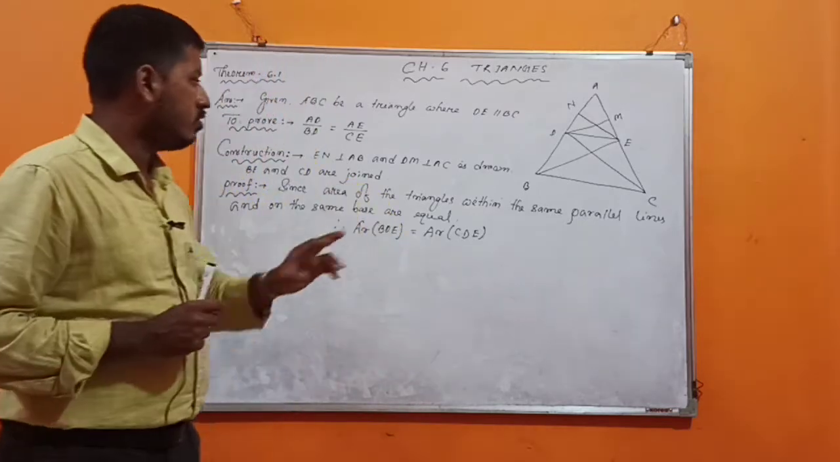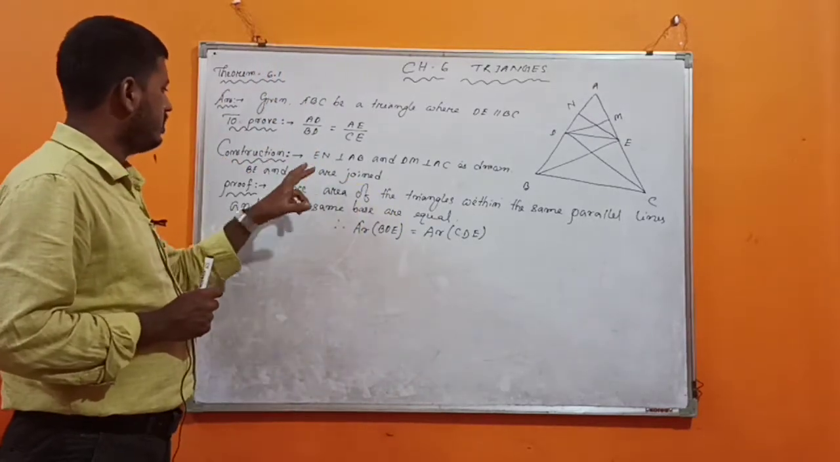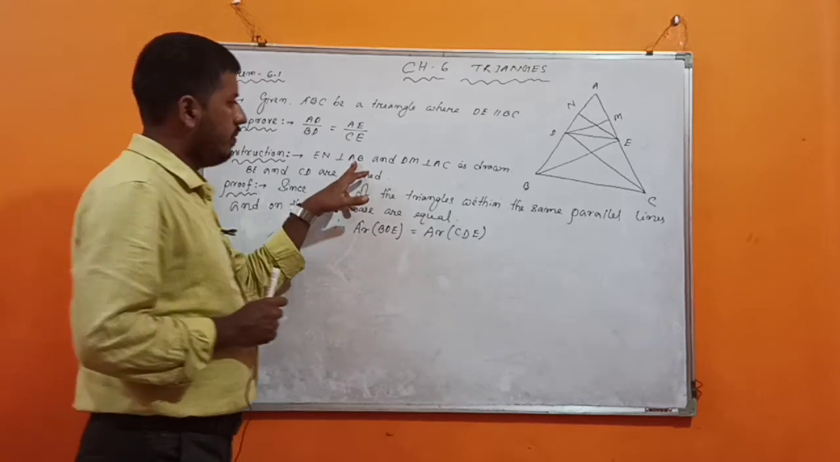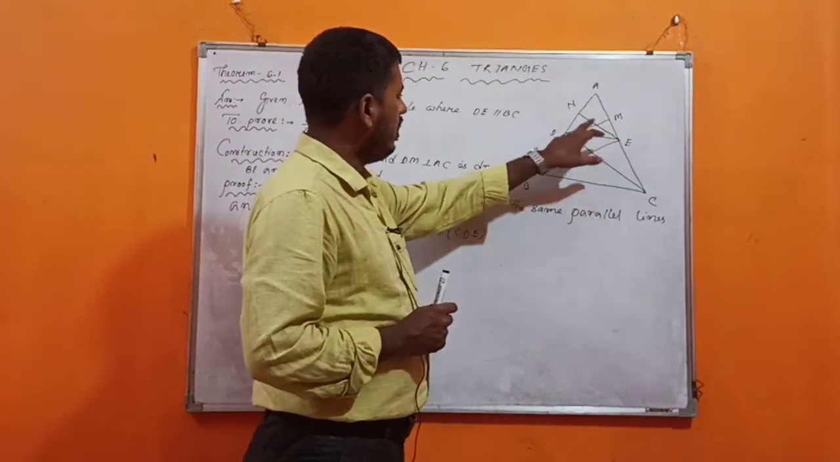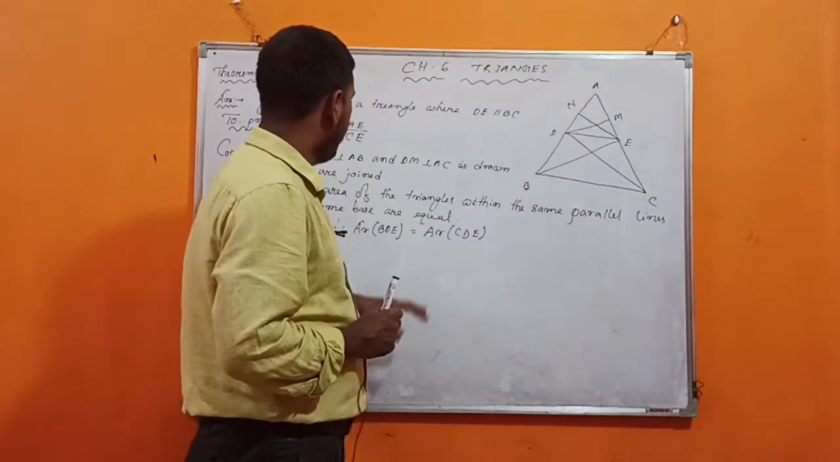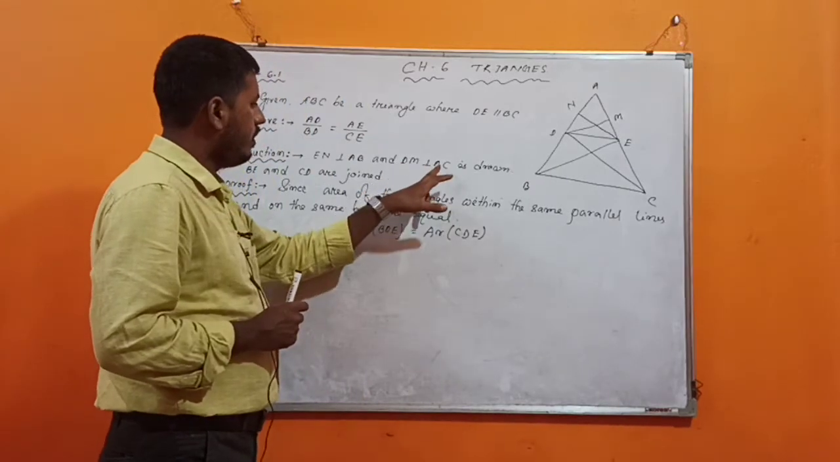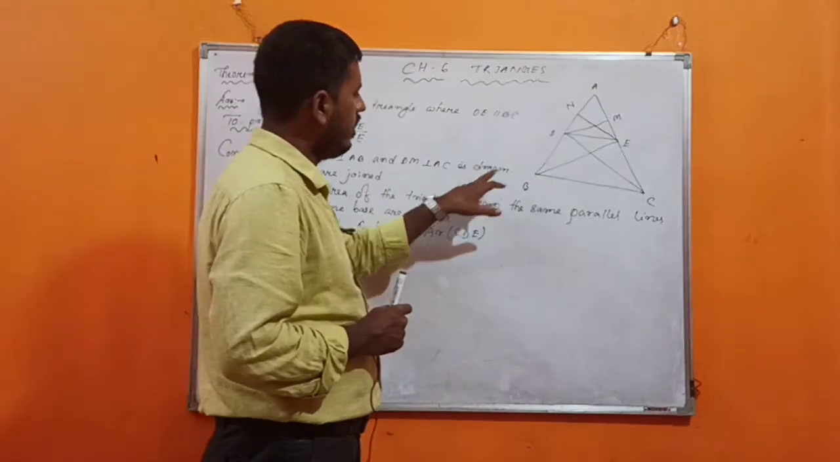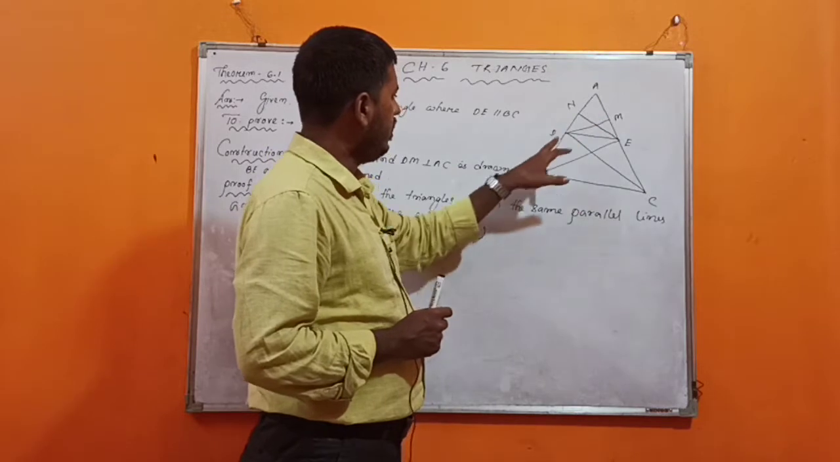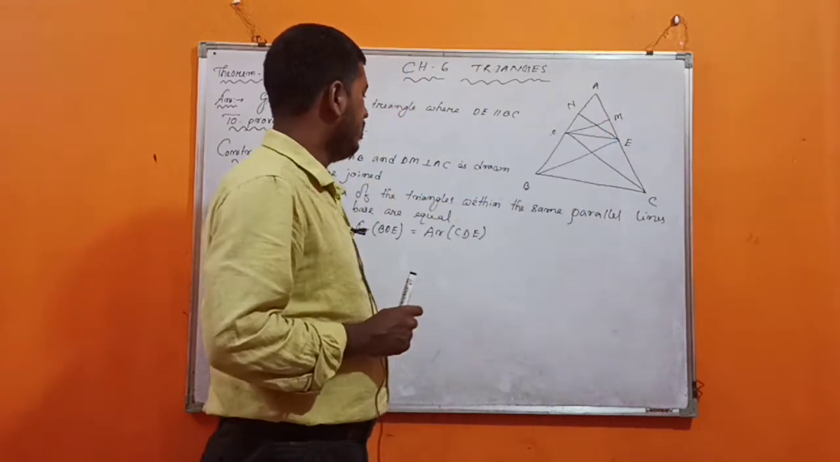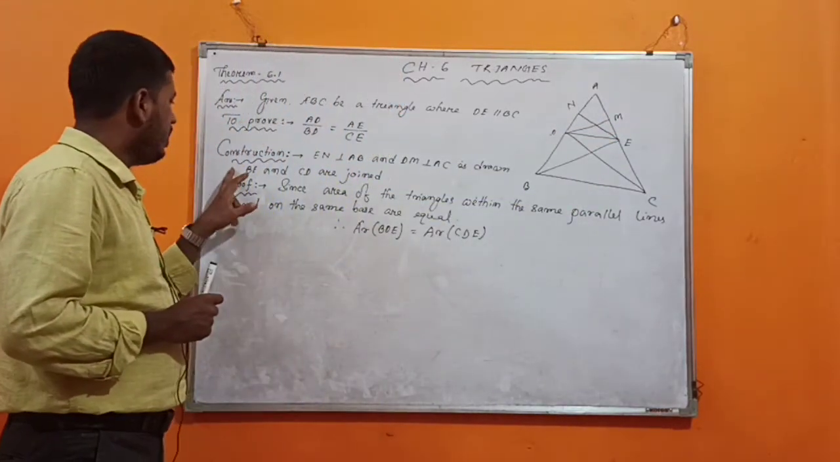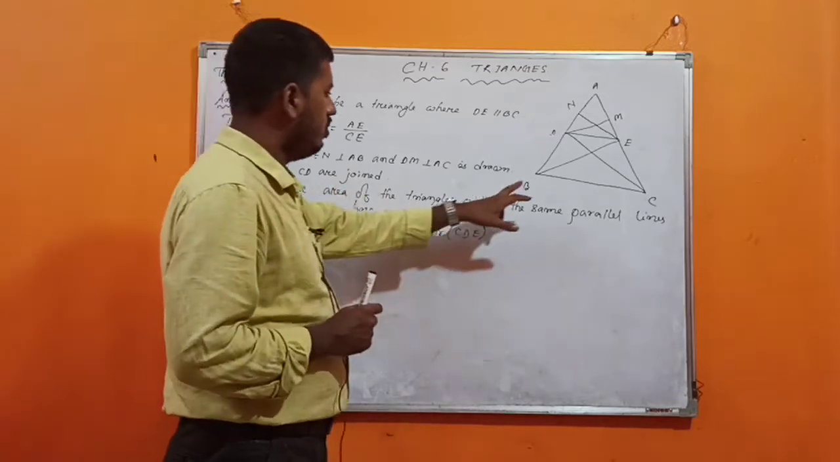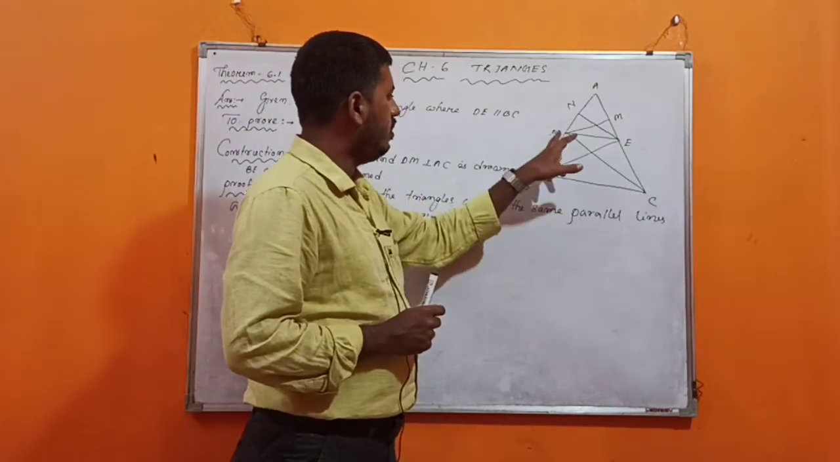So what is the construction here? Construction is EN perpendicular to AB, and here DM perpendicular to AC is drawn. EN perpendicular to AB, DM perpendicular to AC, and then BE and CD are joined.